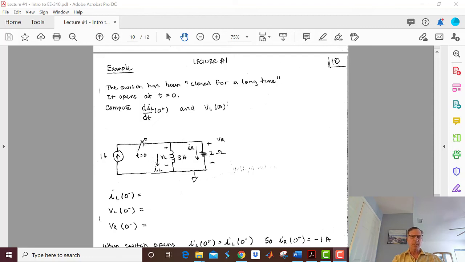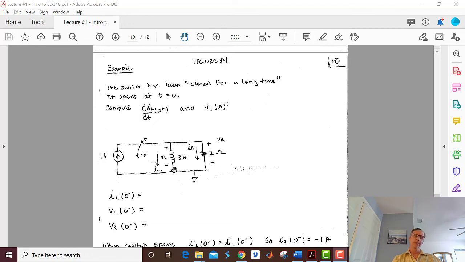Now I'm going to open the switch, and boy, that's not going to make the current source very happy, but I'm just not going to worry about that for now. So I open the switch, and I'm going to go to my rule that says I can't change the inductor current quickly. That means at t equals 0 plus, I'm still going to have 1 amp going through this inductor this way. It's not coming from here, but it's got to come from somewhere. So it's going to suck it out of this resistor here.